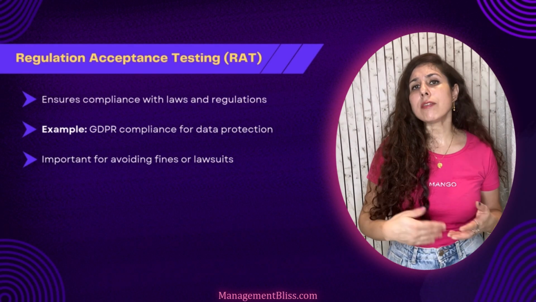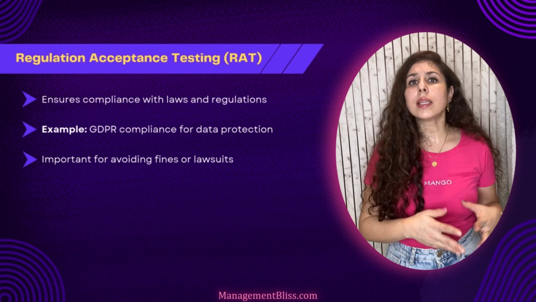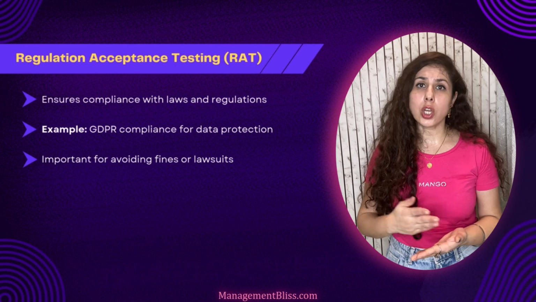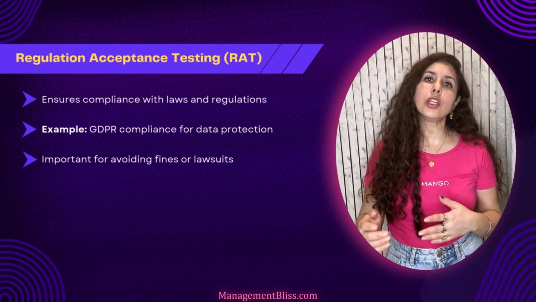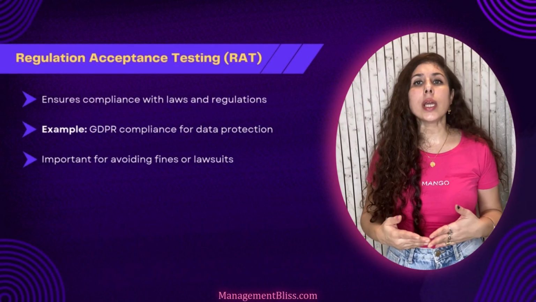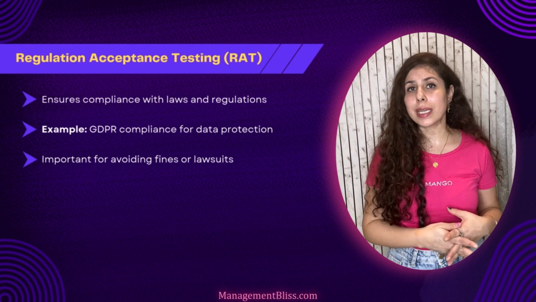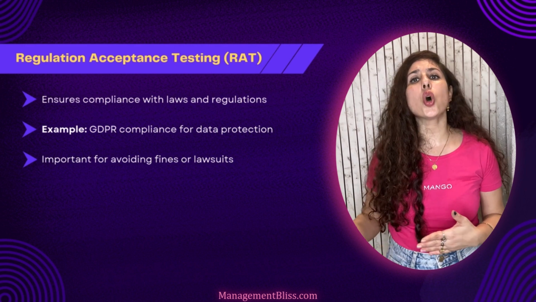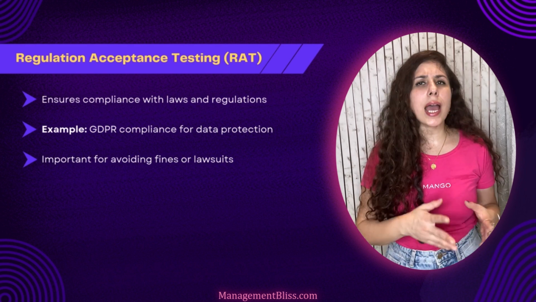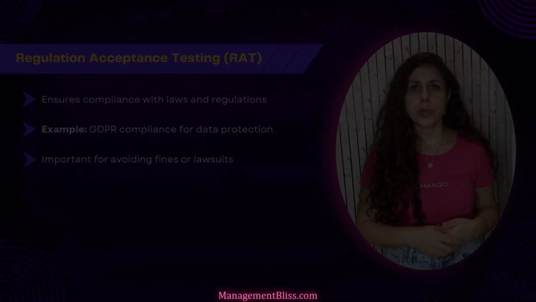For instance, if our software is for a global hospital chain, then it needs to comply with the healthcare data protection laws like HIPAA in the US or GDPR in Europe. During regulation acceptance testing, they'll check if the system handles patient data in a way that meets all these regulations, like encrypting sensitive information and ensuring only authorized staff can access it.